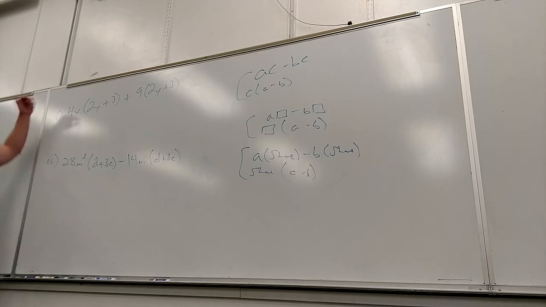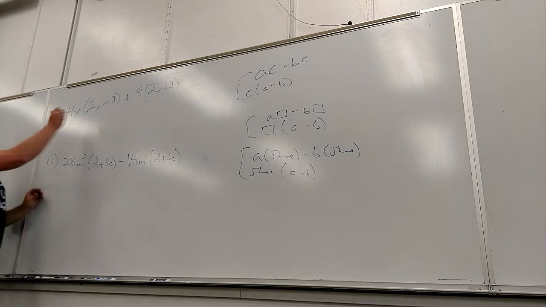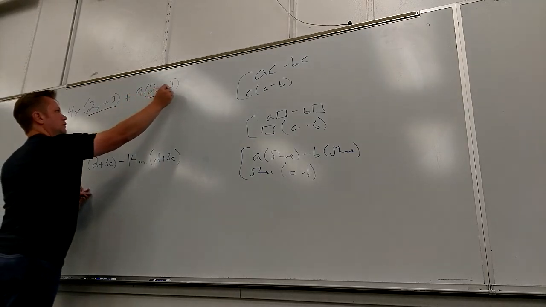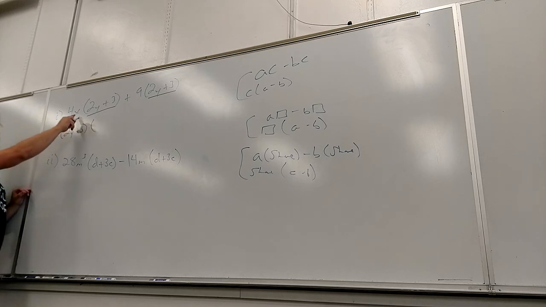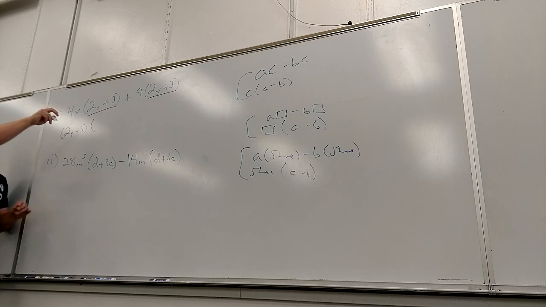Alright guys, this first one is exactly like the one we just did a minute ago, so you've got to underline for yourself what's common. That means the 2y plus 3, I can take it out, and then we're left with the stuff on the outside there.